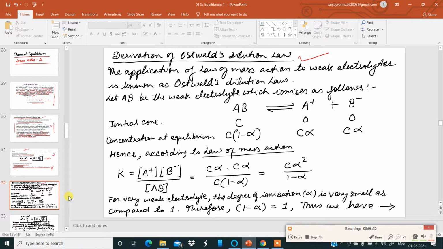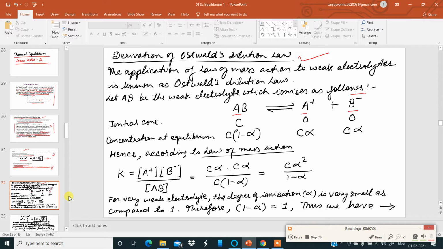The application of the law of mass action to weak electrolytes is known as Ostwald's dilution law, and we have already heard the statement of Ostwald's dilution law in the previous slide. Let us try to derive it. Let AB be the weak electrolyte which ionizes as follows. AB, weak electrolyte, is forming A plus and B minus.